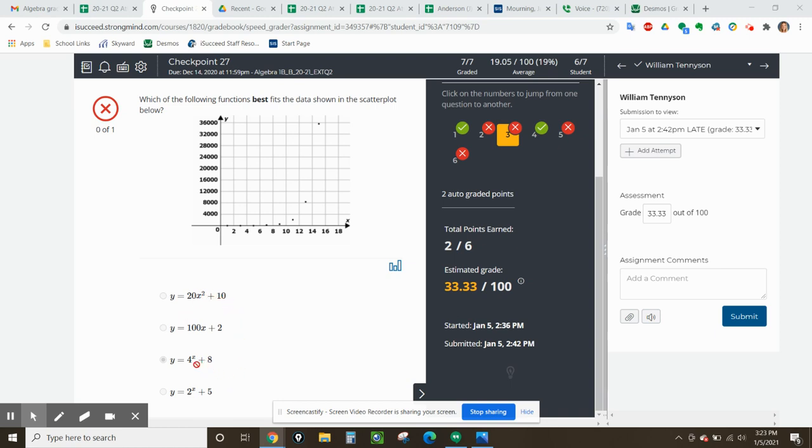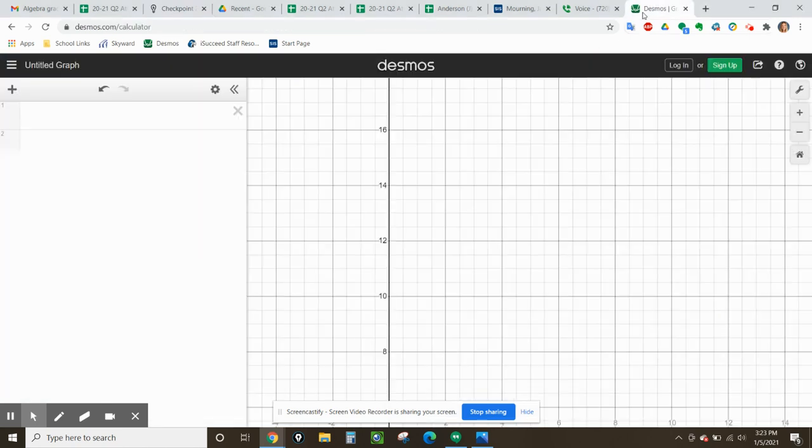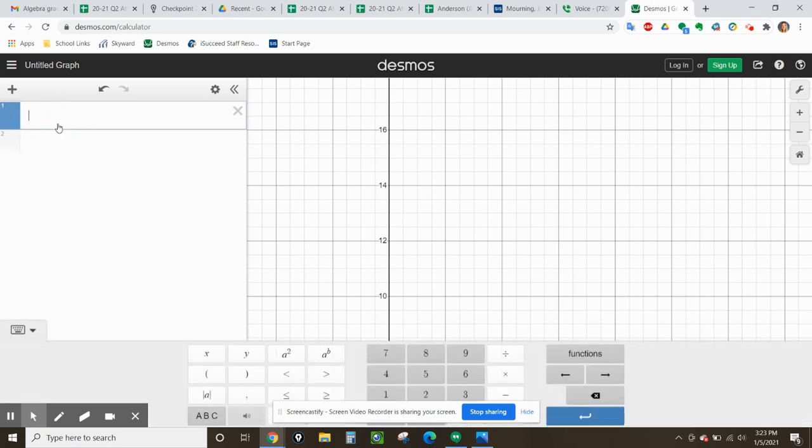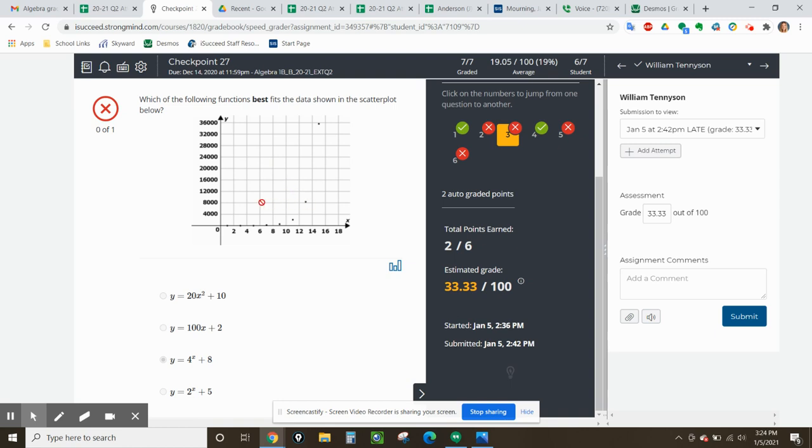So if I plug it into the one that you did, so I need to do 4 to the 13th power plus 8. So that comes out as 67,000, and I'm looking for something more in the 8,000 range. So let's try a different one.